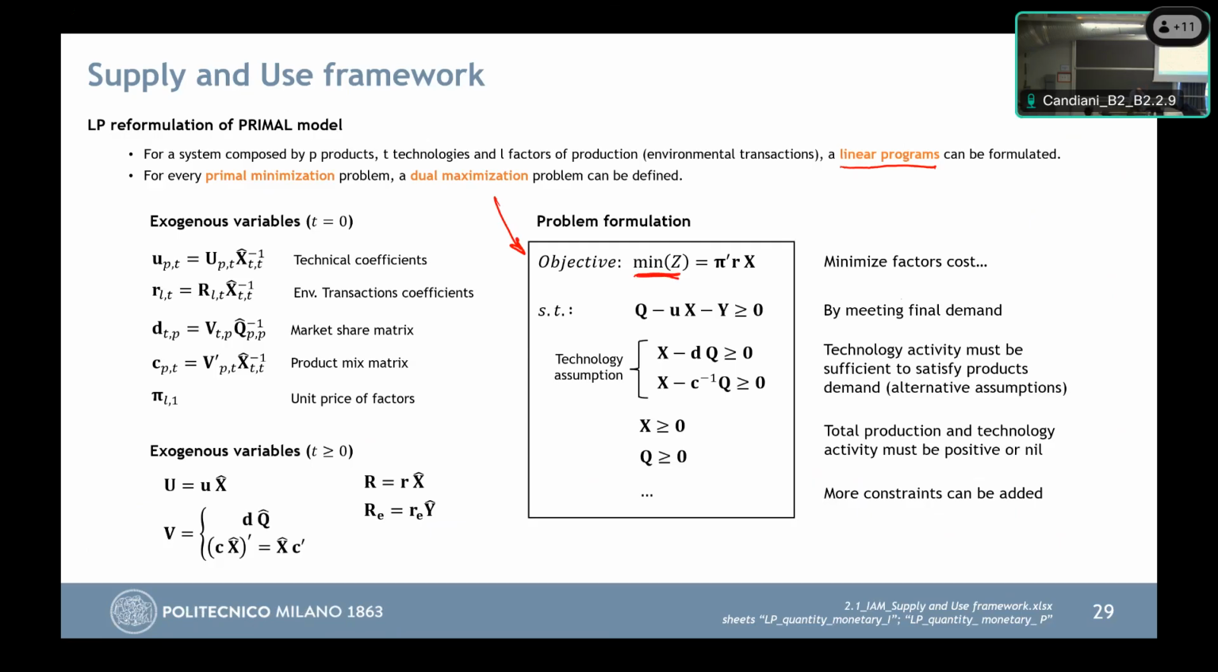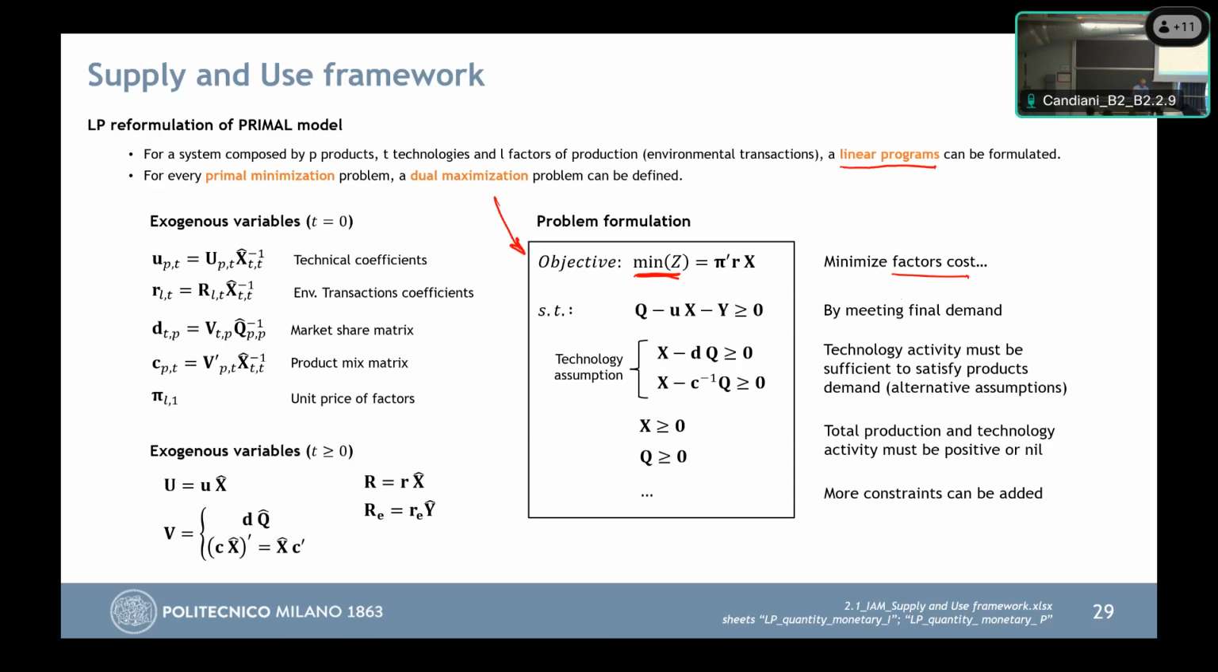For example, the minimization of the use of factors. Usually, these kind of models, in case they are representing very complex systems like the energy system or the whole economic system, are minimizing the use of factors, so the cost of the system. Remember, in thermoeconomics and energy modeling, you define LP models of the energy supply chain.